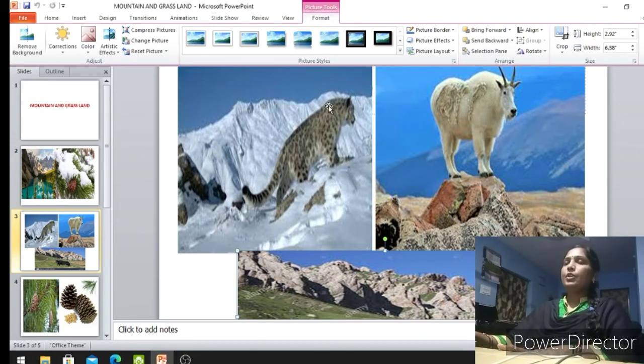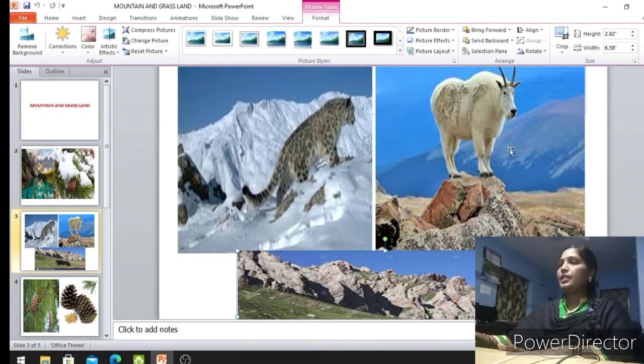And even their color is also merging with the surrounding. You can see the leopard color, almost it is looking like snow around this snow mountain. When a leopard was standing here, can't be seen at all. It's merging in the surrounding.